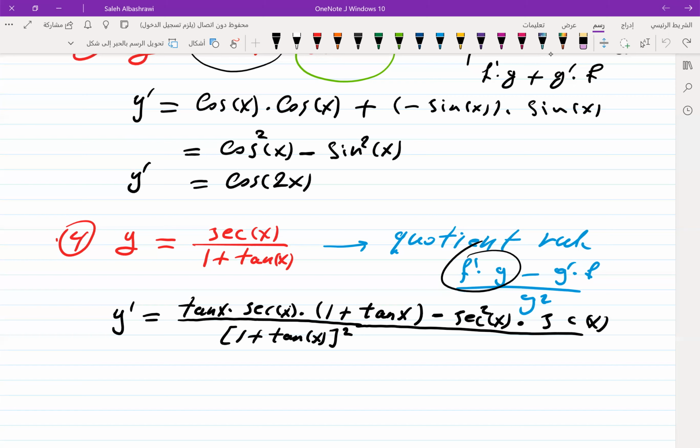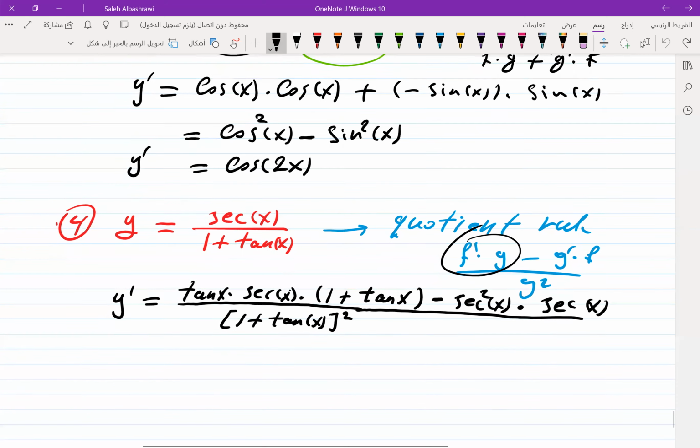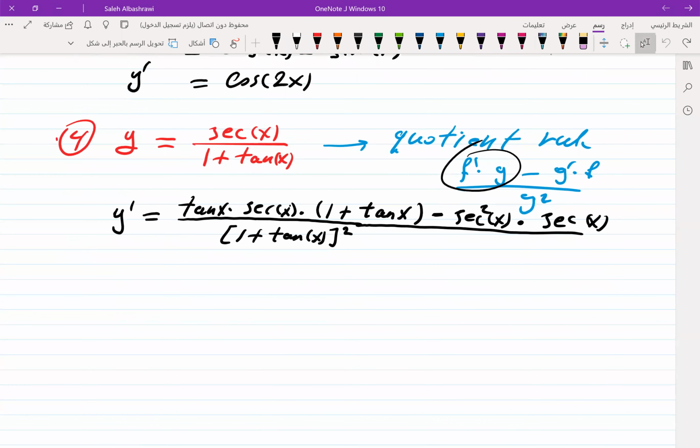So this is the derivative, y prime equal tangent multiplied by secant. This is the derivative of the numerator multiplied by 1 plus tangent x, the denominator, minus the derivative of the denominator, which is secant square, multiplied by the numerator, divided by the denominator square. We apply the quotient rule. So this is the derivative.